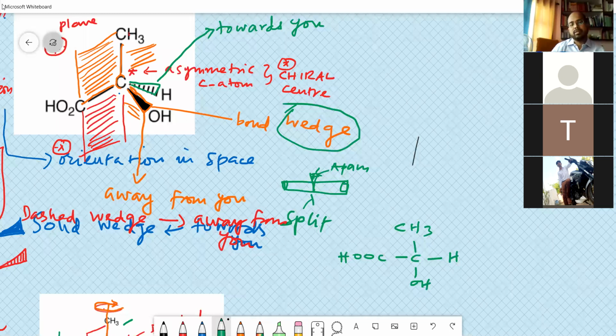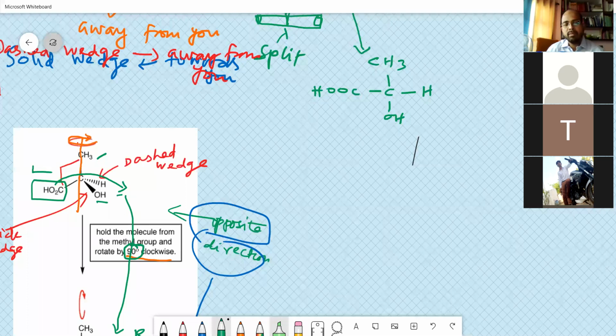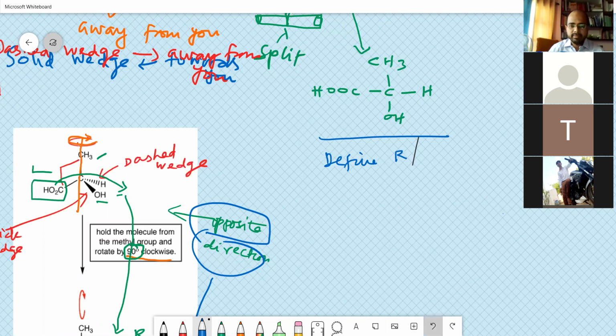The structure available. Okay. The purpose of this structure is, point number 2, you have to define whether it is R configuration or D configuration or L or even S and R and S.